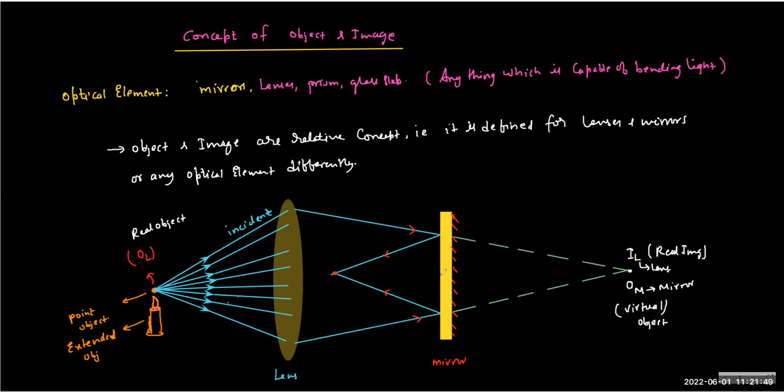So for the mirror, these two light rays are the reflected ones, correct? Yes. So the reflected rays will decide the image position. So this is the image for what? Mirror. Image for which part? Lens or mirror? Mirror. And which image is this? Real or virtual? Real. Very good.